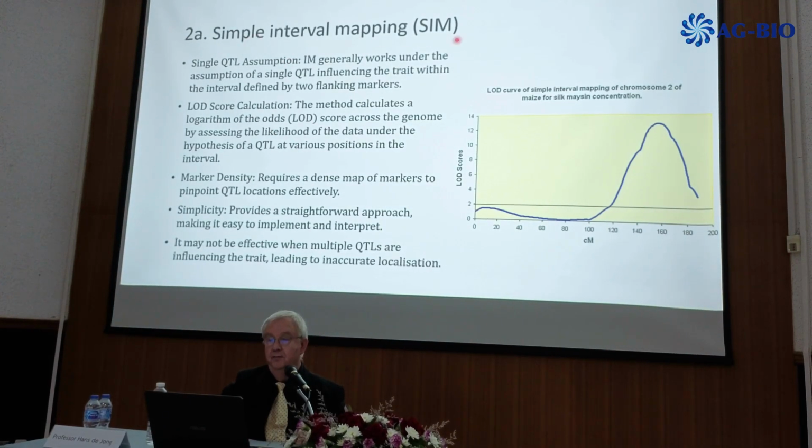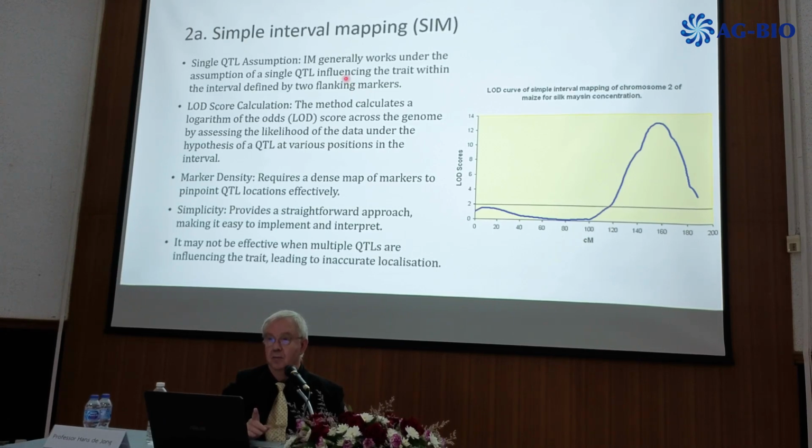And one is the simple interval mapping, which actually is a continuation of the example that I use for my students to map a simple QTL somewhere on the chromosome. So here you see a simple LOD curve of the simple interval mapping of chromosome 2 of maize for a cell maize in concentration. Okay, so the single QTL assumption generally works on the idea, the assumption that a single QTL influencing the trait with the interval defined by two flanking markers.